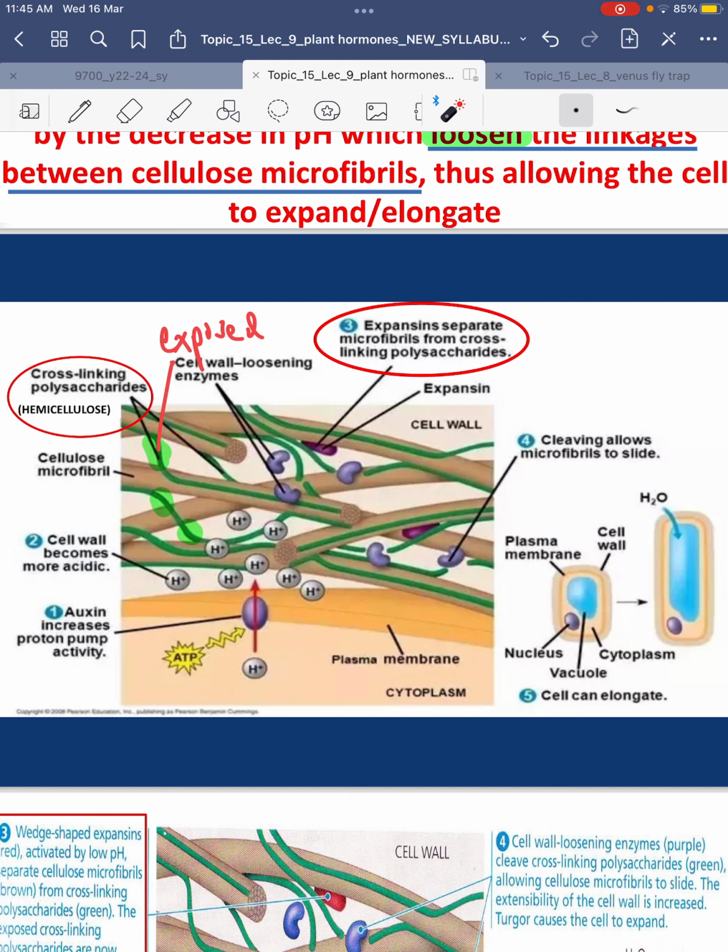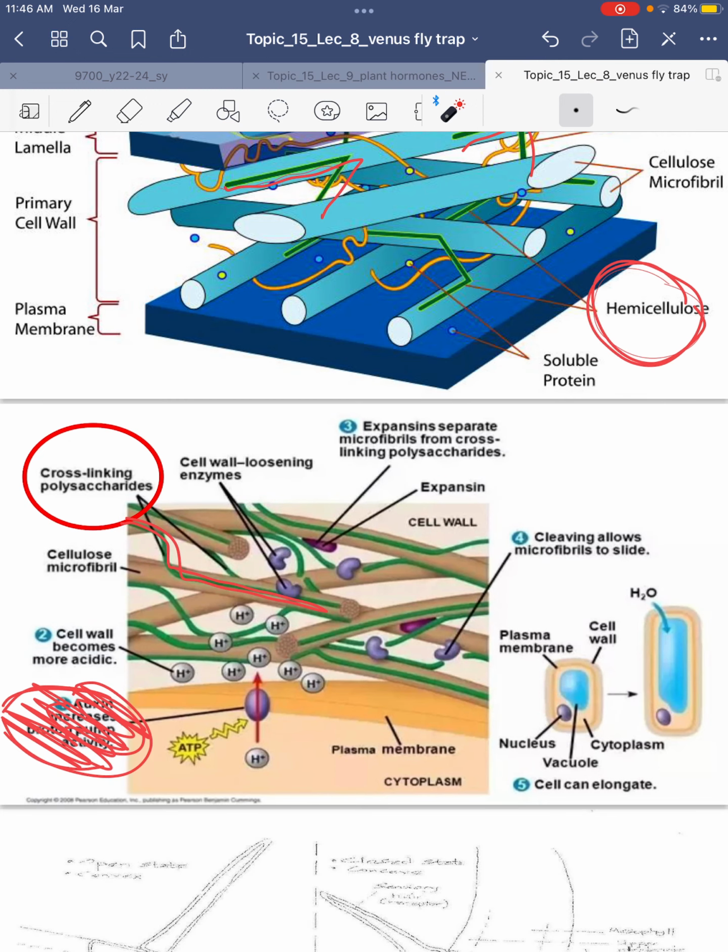So this is the enzyme. It is not known what the enzyme is, but when this is exposed, then the enzyme can cut the crosslink. So when it is being cut, then the cellulose cell wall now becomes flexible. So the concept is the same with the Venus flytrap.